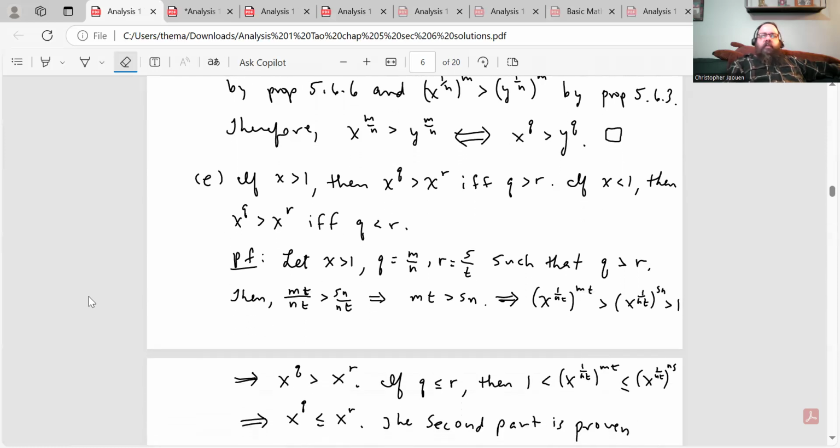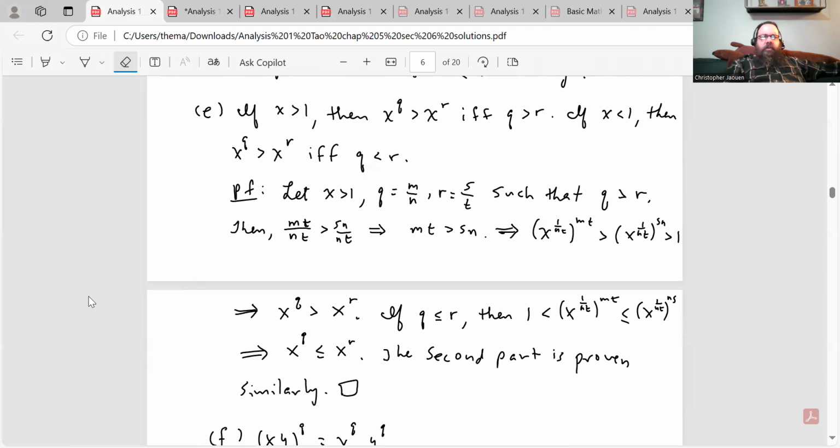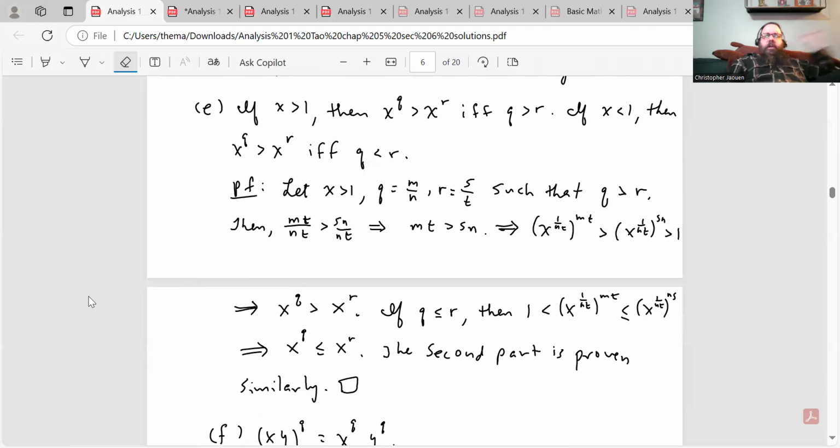Right, part E, if x greater than 1, then x to the q greater than x to the r if and only if q greater than r. If x less than 1, then x to the q greater than x to the r if and only if q less than r. I think I only proved one of these because they're both very similar. So here's the proof. Let x greater than 1, q equal m over n, r equal s over t. Here I didn't write it down, but whether q and r are negative, positive, or 0, we can always assume that the denominator is a positive number. I didn't write that down here, but there was a theorem that said that.